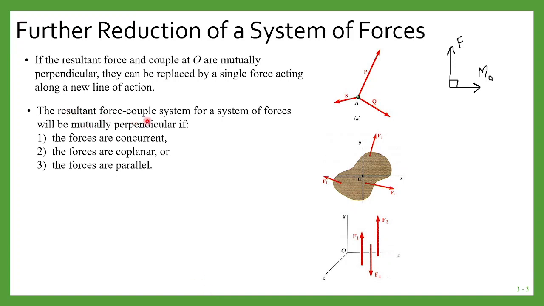Now the resultant force couple system for a system of forces will be mutually perpendicular if these three conditions are satisfied. The first case is that the forces are concurrent. If we have three forces, say P, Q and S, passing through the same point A, that means these forces are concurrent, and we can reduce them into a perpendicular force couple system.